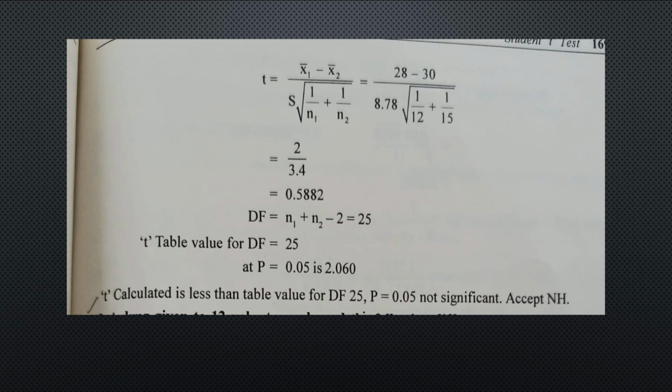So degree of freedom is n1 plus n2 minus 2, that is 27 minus 2, that is 25. The t-table value for df 25 at p 0.05 is 2.060. So the t calculated is less than the table value for df 25 at p 0.05, not significant. So accept the null hypothesis.